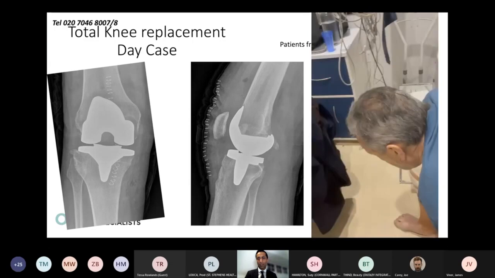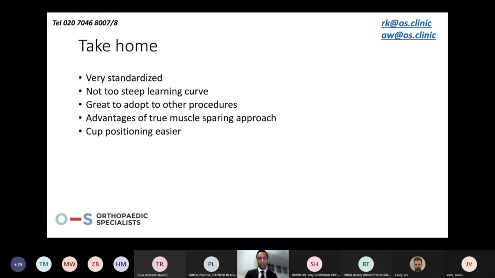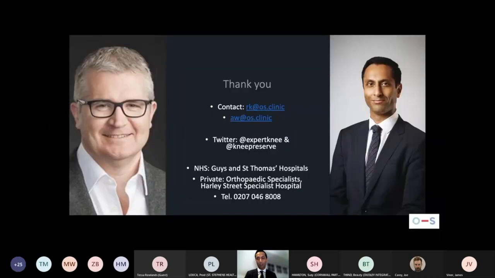So the take-home message is it's become quite standardized, a procedure for Christian, and the steps are the same every single time. But it can be a tricky procedure, very low dislocation rate, and can be used in obese patients. So that's the end of my talk.